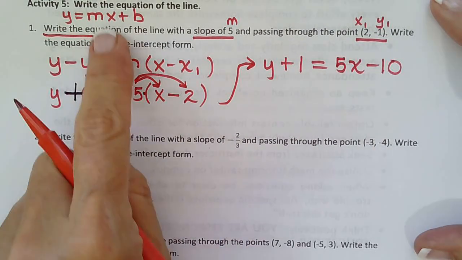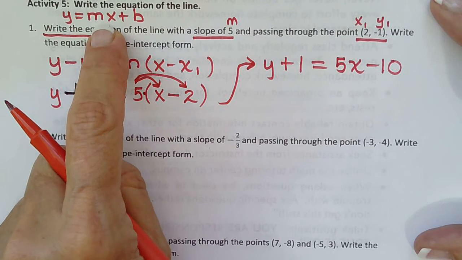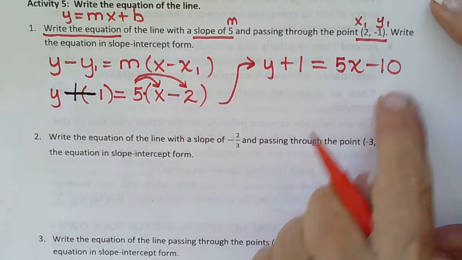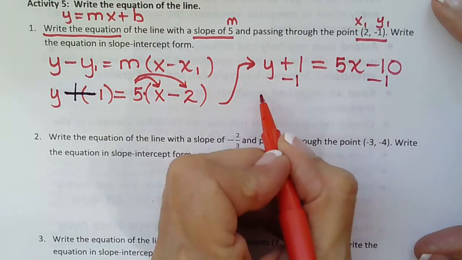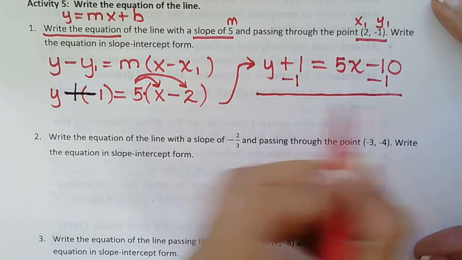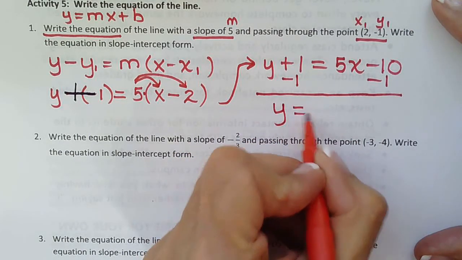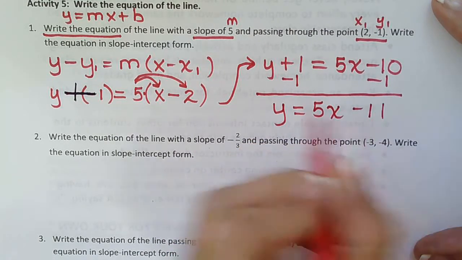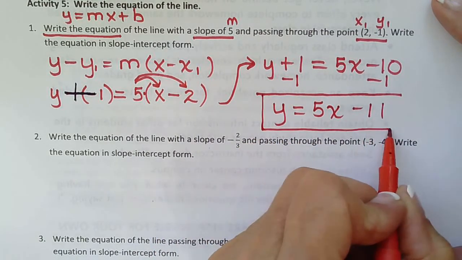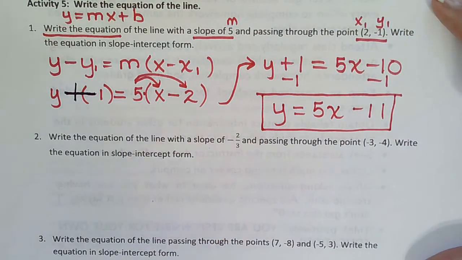And now we only have one step to make it look like that. We need this over there. And don't forget, when you bring it across an equal sign, you have to do the opposite. So don't get sloppy on your Module 5 stuff. So 5x minus 11. Boom. Done. So that's pretty fun and easy, right?